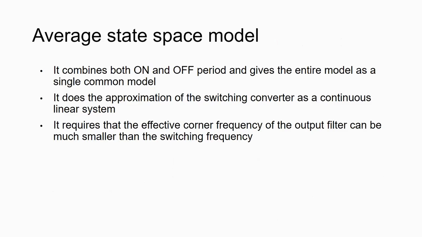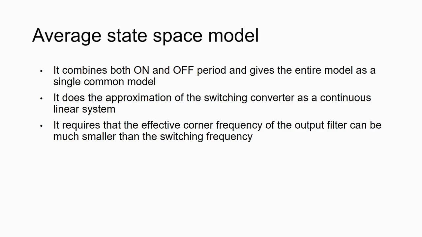Now, in order to have the average state space model, which is nothing but the overall state space model of the DC boost converter, we need to combine both the on and off period equations, and we have to get the entire model as a single common model. So this is the average state model. It does the approximation of the switching converter as a continuous linear system. For this to be done, we require that the effective corner frequency of the output filter be much smaller than the switching frequency.